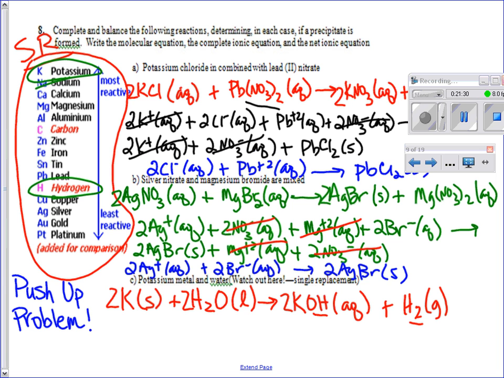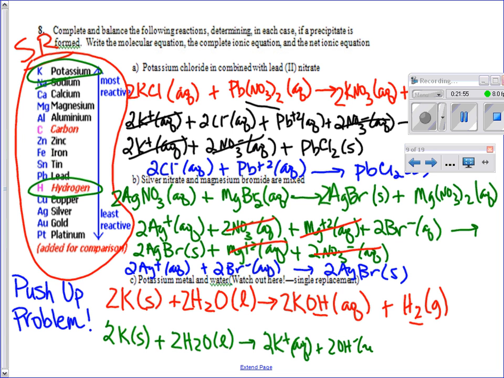Okay, there's not much to do on this one. There's only one thing we can actually dissociate into ions, which is what? The KOH. So with the KOH, we're going to split it and rewrite everything. And this is also going to be our final net ionic equation as well, because there's nothing that cancels. 2K plus aqueous plus 2OH minus aqueous plus H2 gas. So that's our final answer.